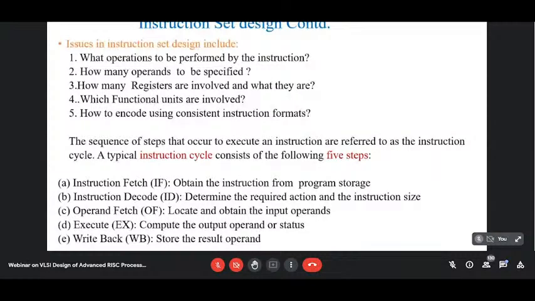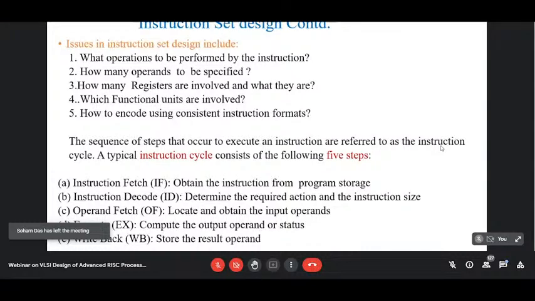Which functional units will be involved? Functional units means if it's an addition, then the adder will be involved. If it's a shifting operation, the shifter will be involved, and so on. How to encode using a consistent instruction format? That means what should be the structure of the instruction? In one word, that is the thing. So these 5 points are very important. What are the different types of instruction? What are the different functional units involved? And what is the instruction format?